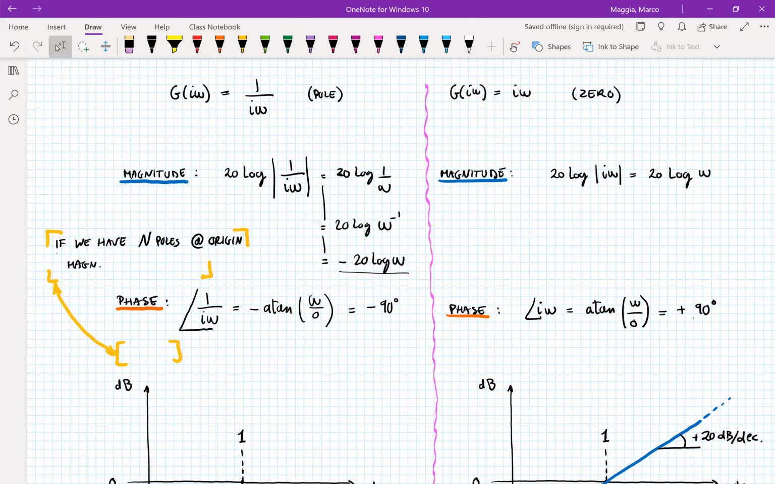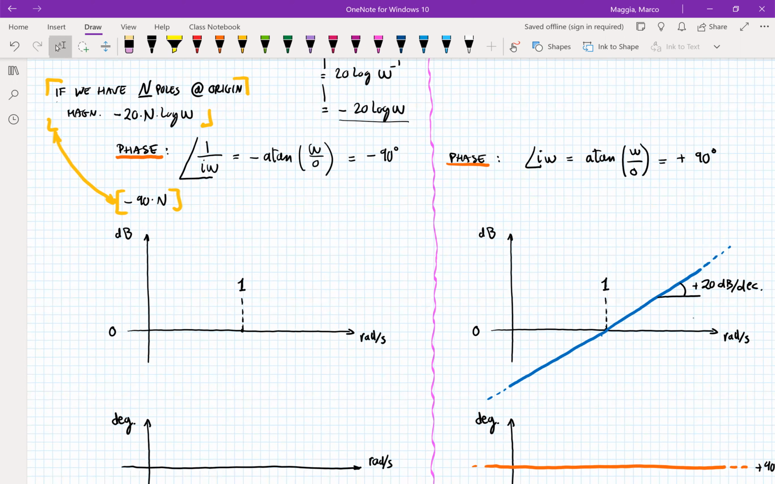Now here what I've added is that if we have multiple poles at the origin, so if we have n poles at the origin, then the magnitude is going to just be multiplied by the number of poles. So we're going to have minus 20 times n logarithm of omega. So we're going to just change the slope of the constant line. And in terms of the phase, we're going to have minus 90 times the multiplicity n. But now let's focus on just one pole at the origin, so n equals 1.